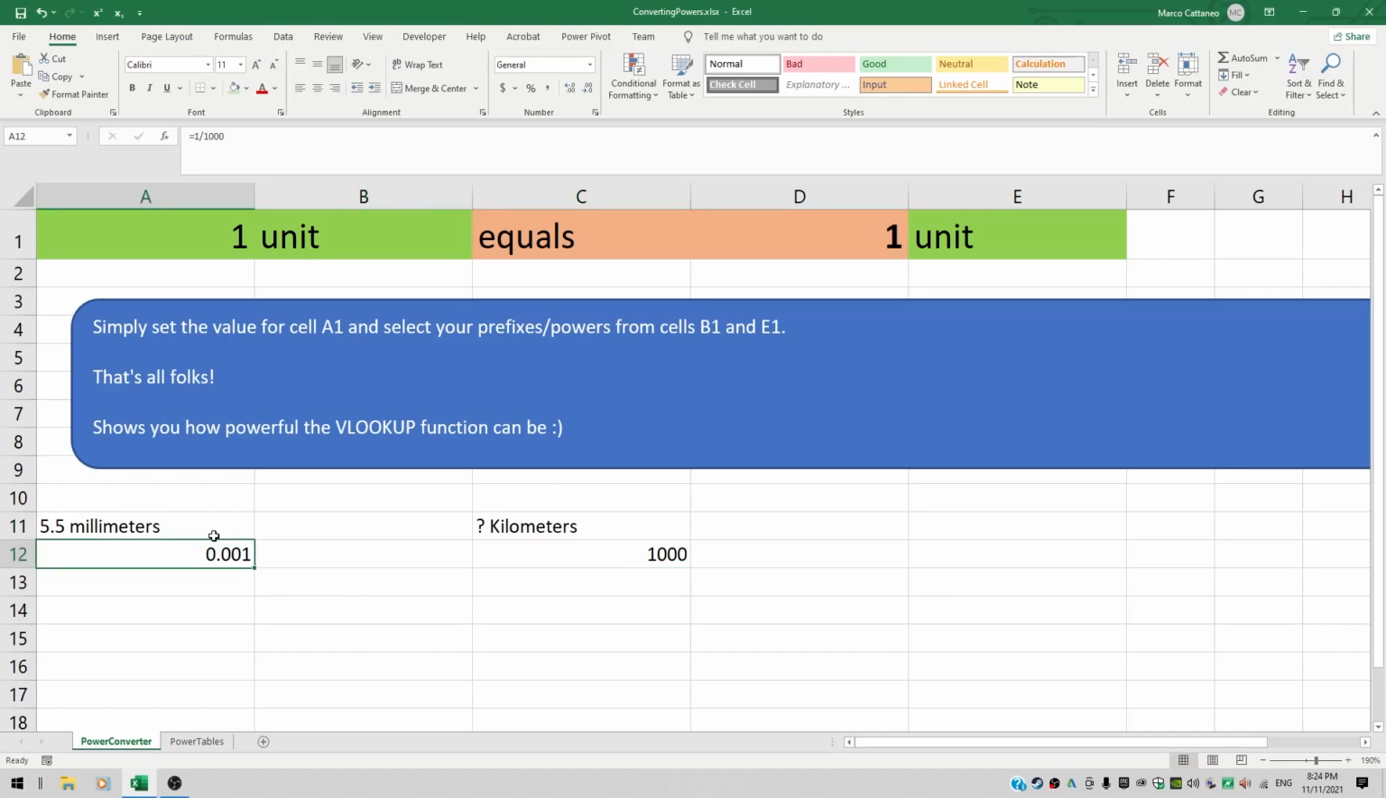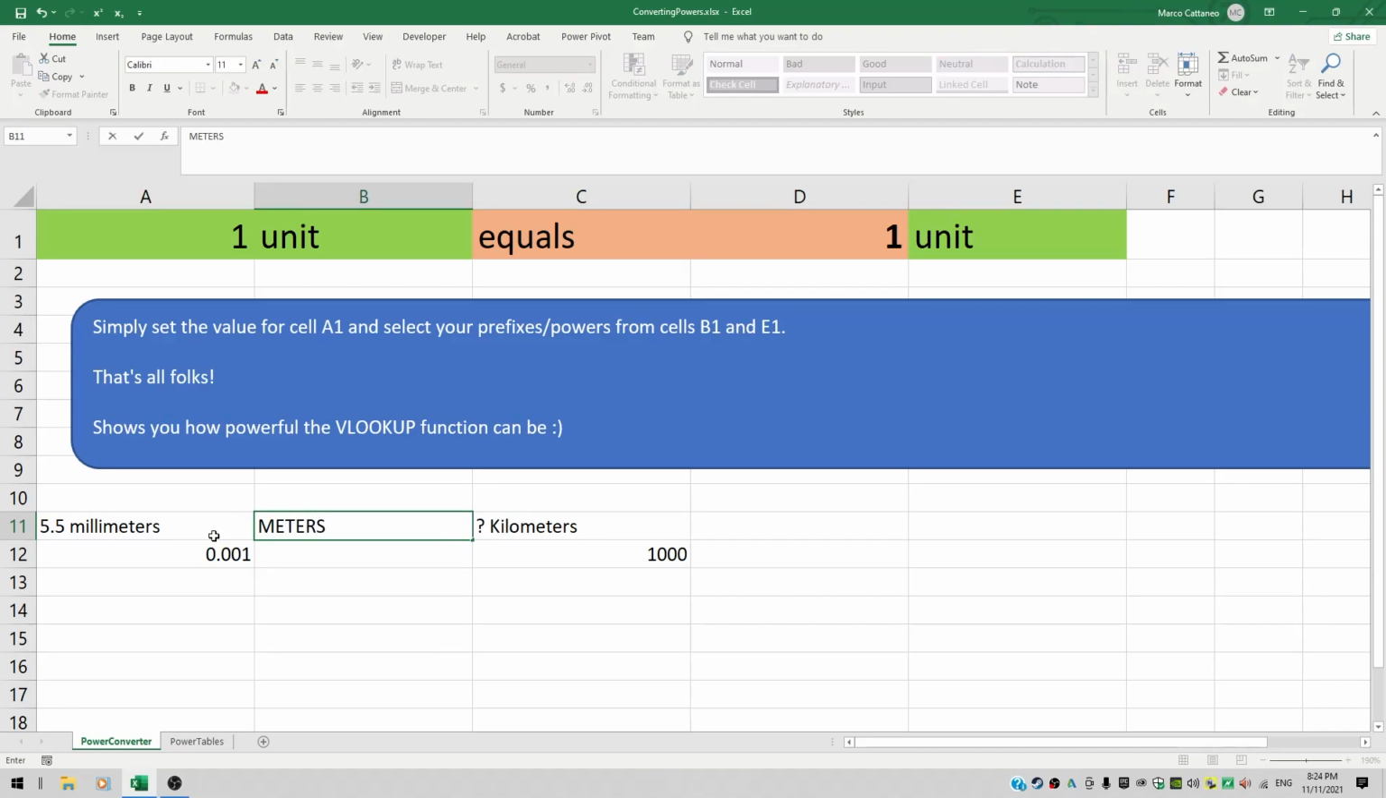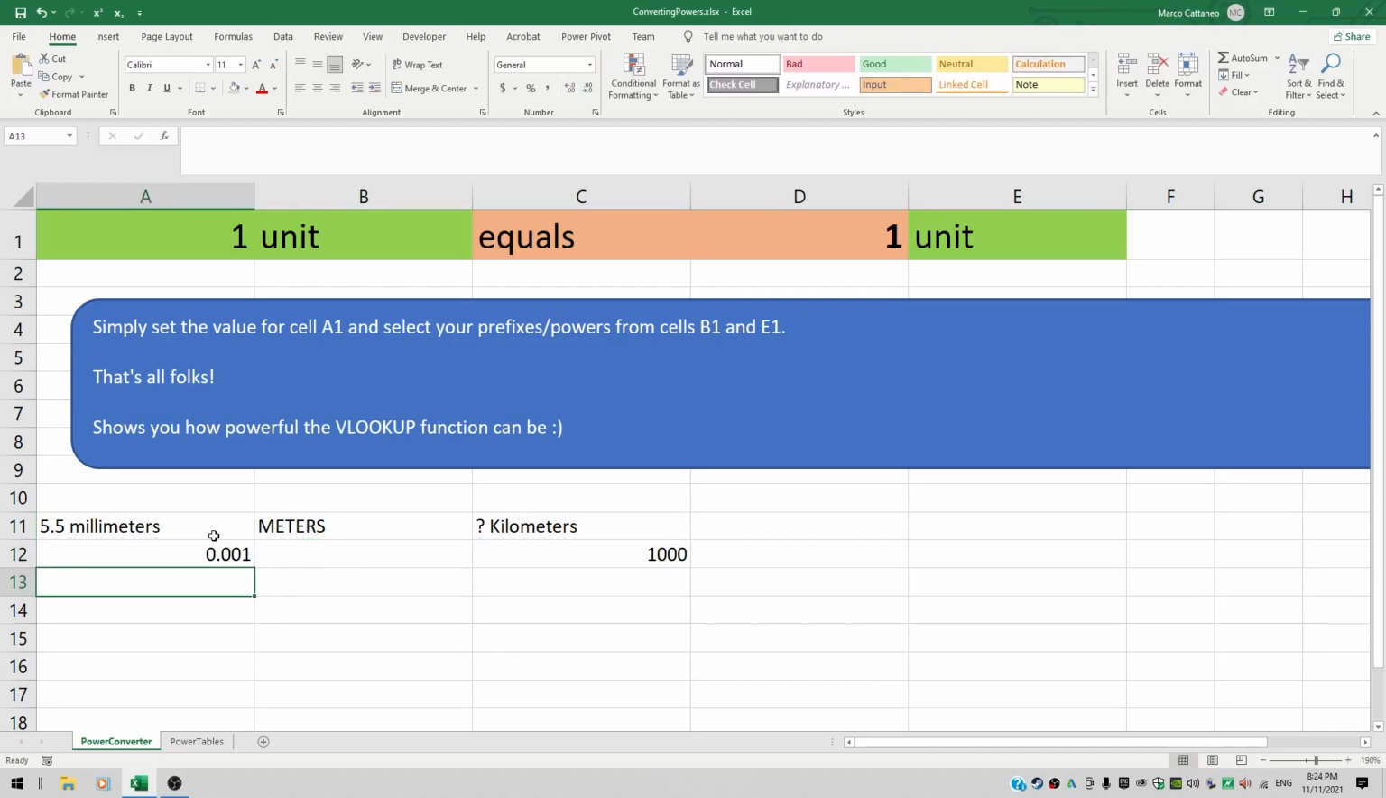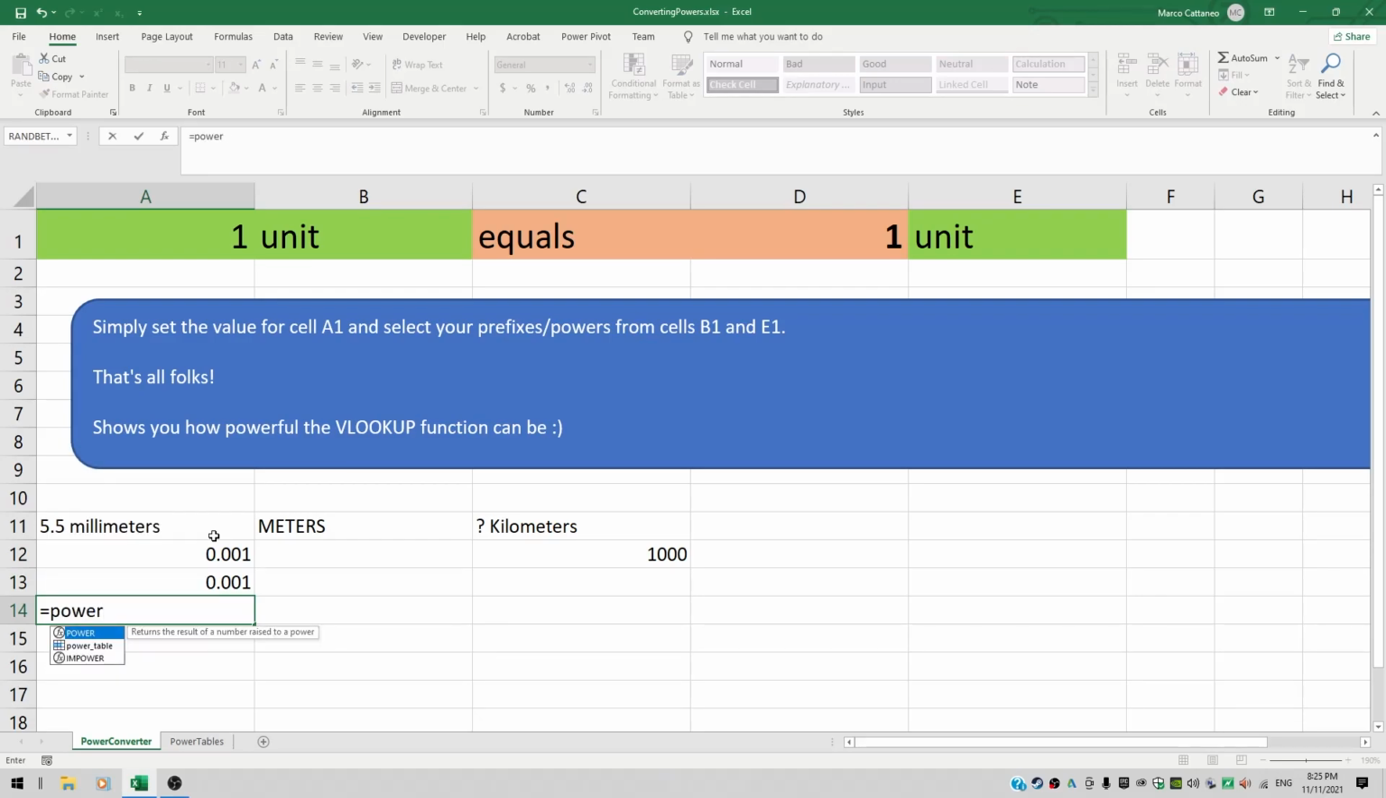Anyway, 5.5 millimeters. How many kilometers? What do they have in common? Well, they've got this thing called meters in common. If you want to write 1/1000th, you can also write equals 10 to the power of minus 3. Or you can even write equals POWER as a function, 10 to the power of minus 3. It's all the same thing, okay?